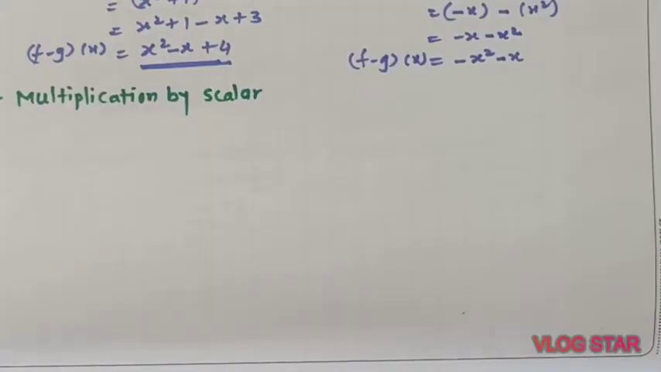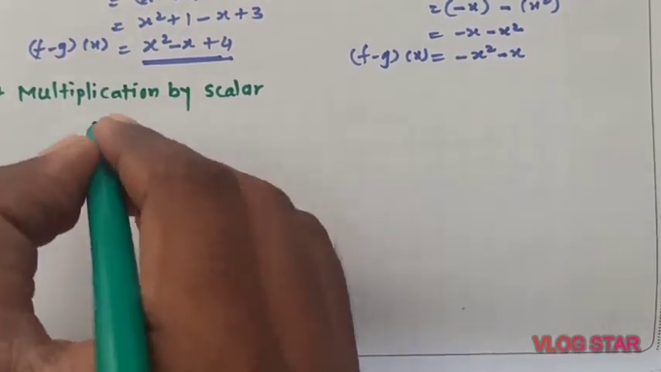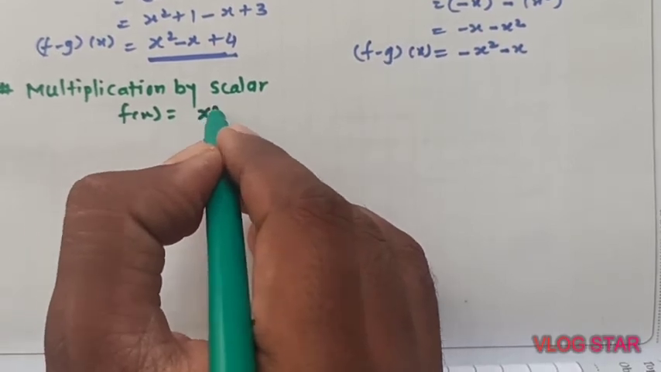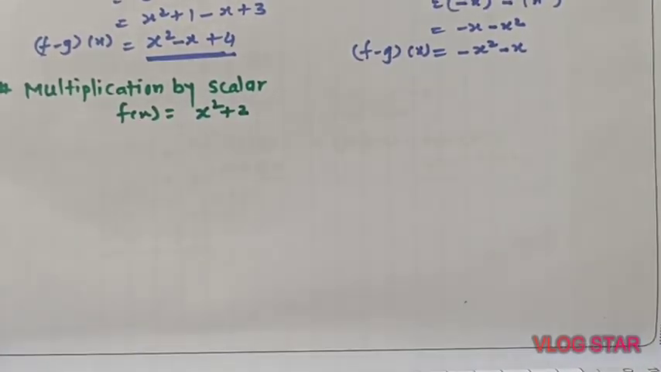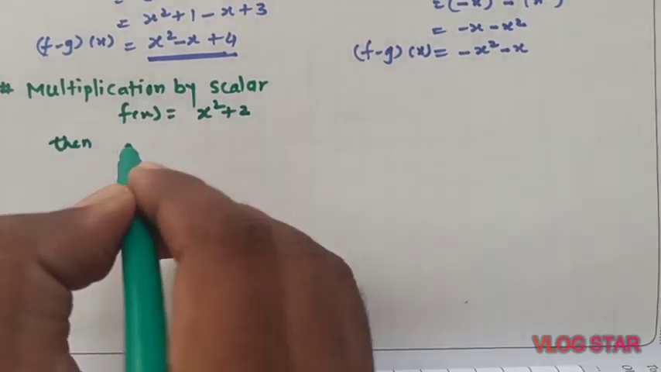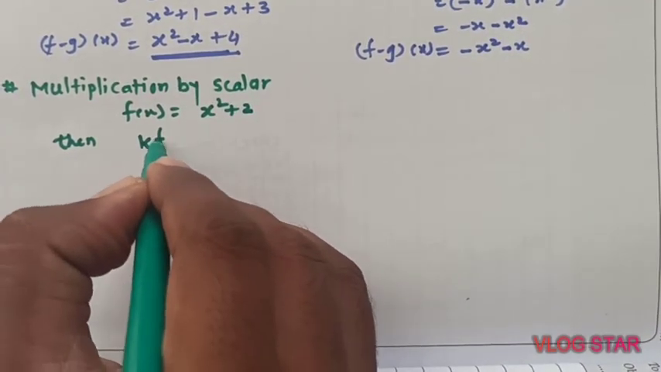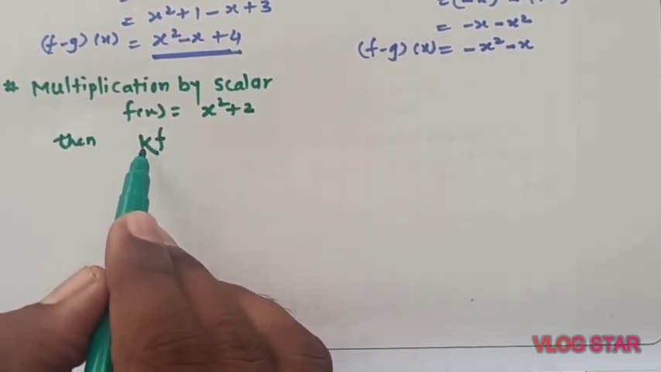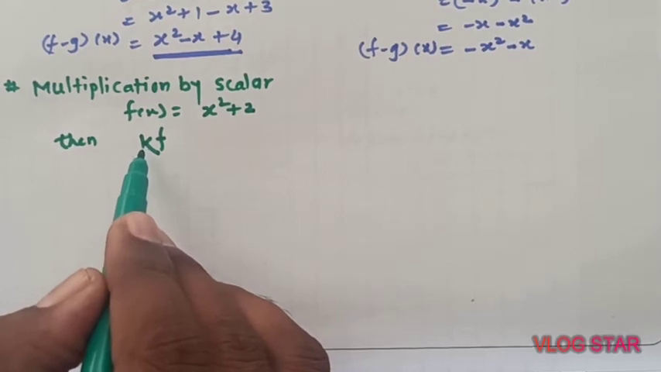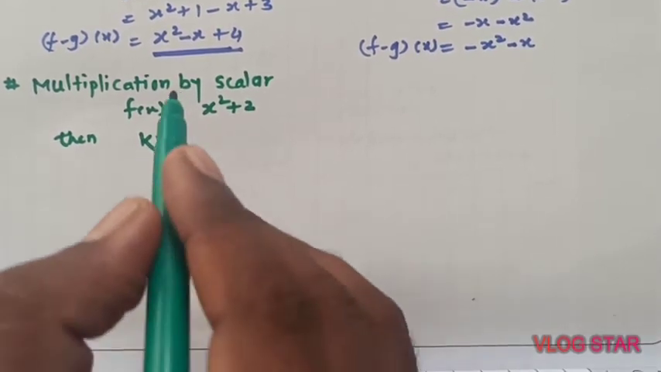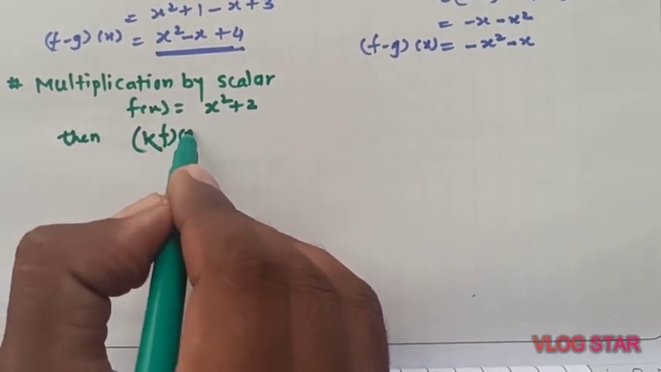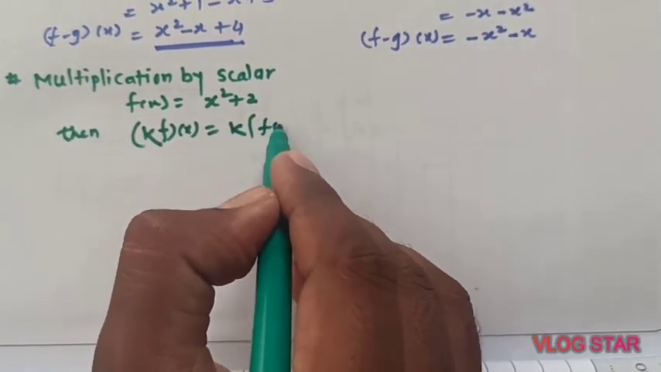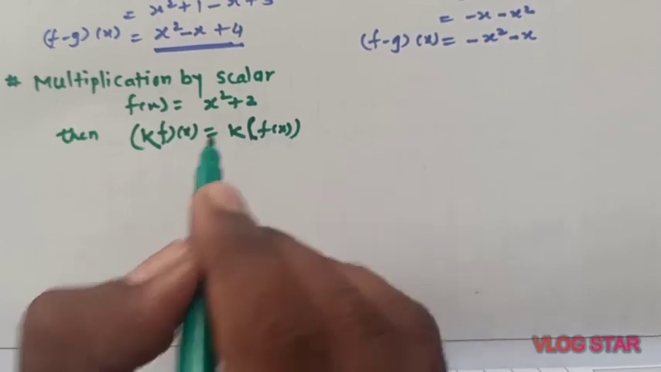The given function can be multiplied by some scalar. Suppose a given function f of x is x square plus 2, then k times f is a new function. The original function is f, which is multiplied by some constant k. k is a constant, k is not a function, just some number. So k f of x is defined as k times f of x. Just that function is multiplied by a constant.